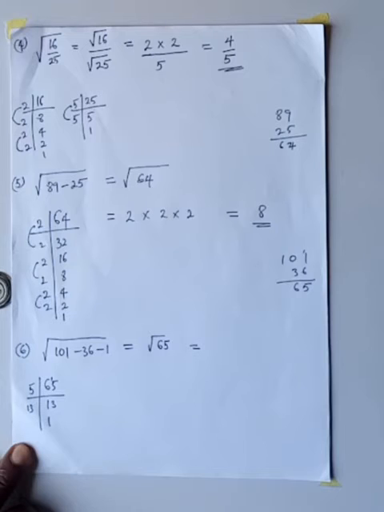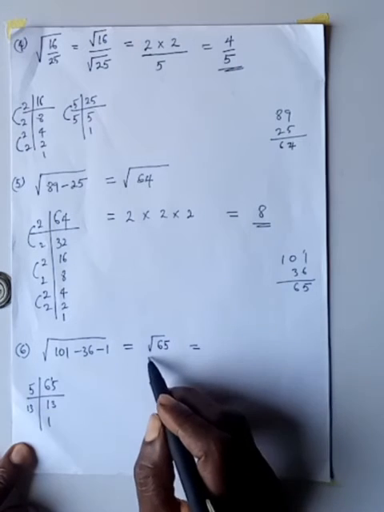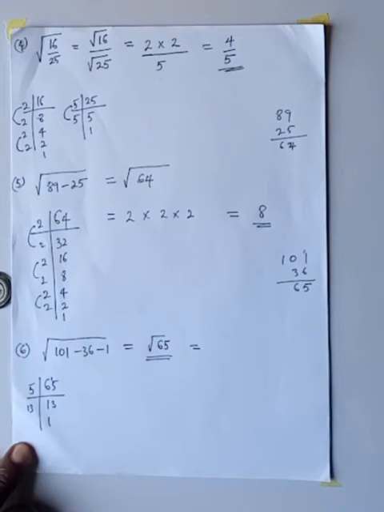So we can't determine its square root. So the best way to do it, the best thing to now do this time around is what? We leave the result at. So square root of 101 minus 96 minus 1 gives the value of 65.